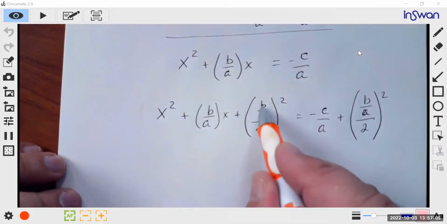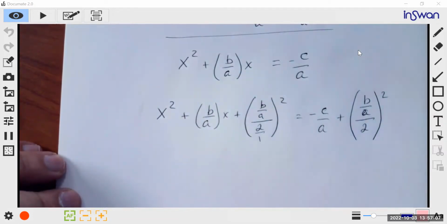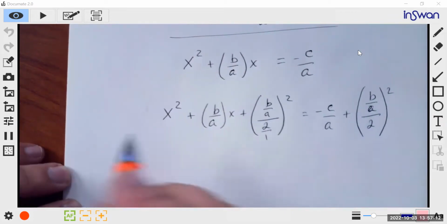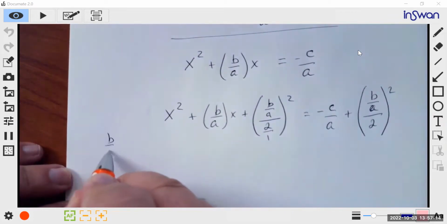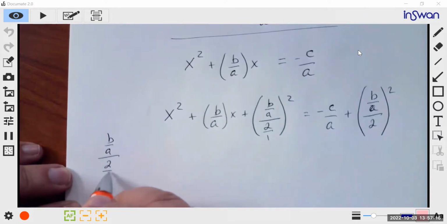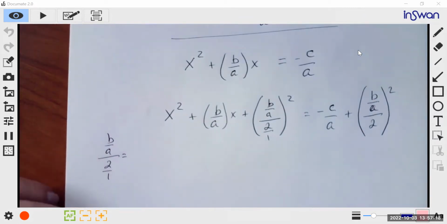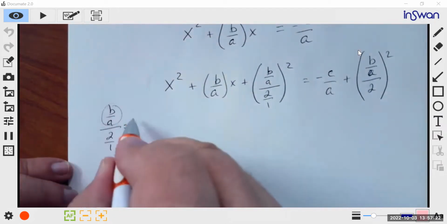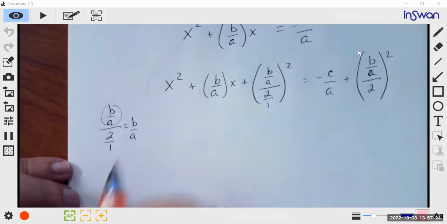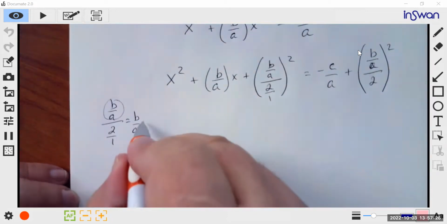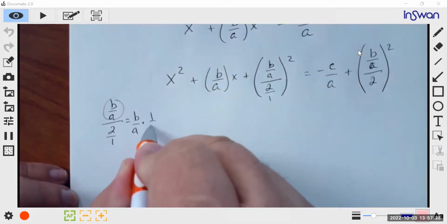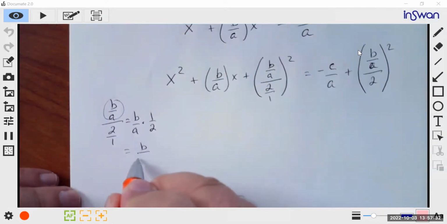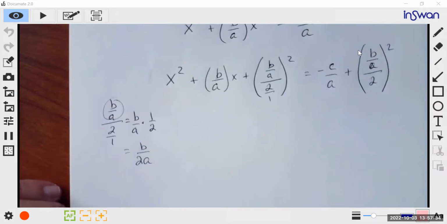Okay, this is b over a divided by 2 over 1. Let's fix this inside here first. So we have b over a divided by 2 over 1. How do you do that? A fraction over a fraction, how do you fix that? Take the top fraction, leave it alone. Multiply it by the flip of the bottom. So it becomes b over 2a.